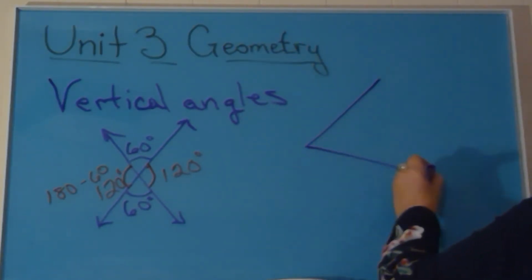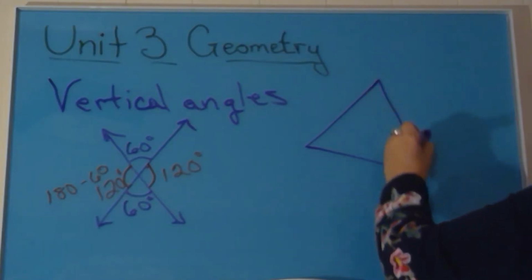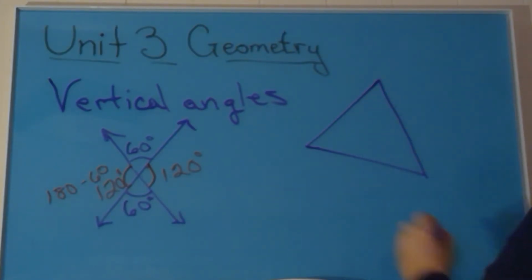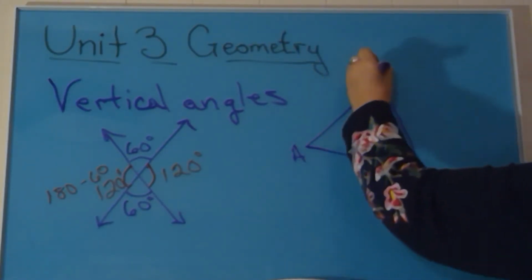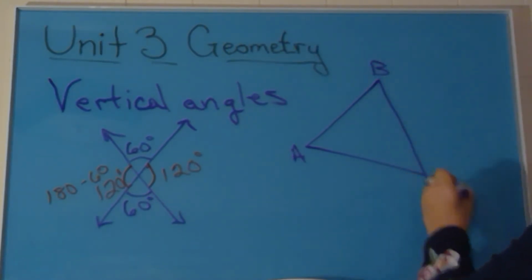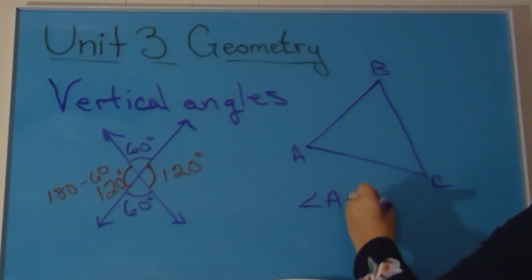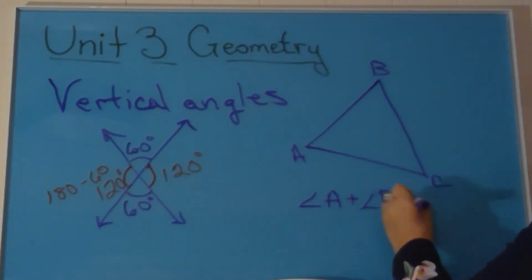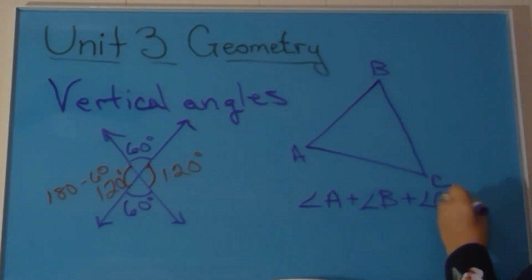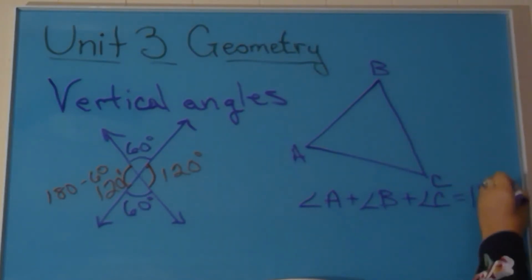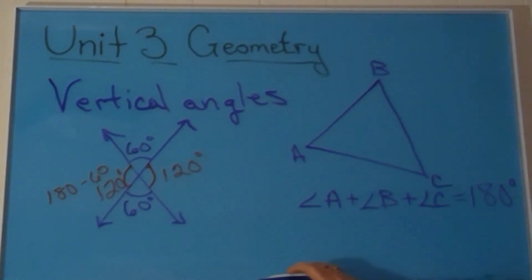In any triangle, which I'm going to label ABC, if I take angle A and add it to angle B and add that to angle C, that will give me 180 degrees. The angles in any triangle have to add up to 180 degrees.